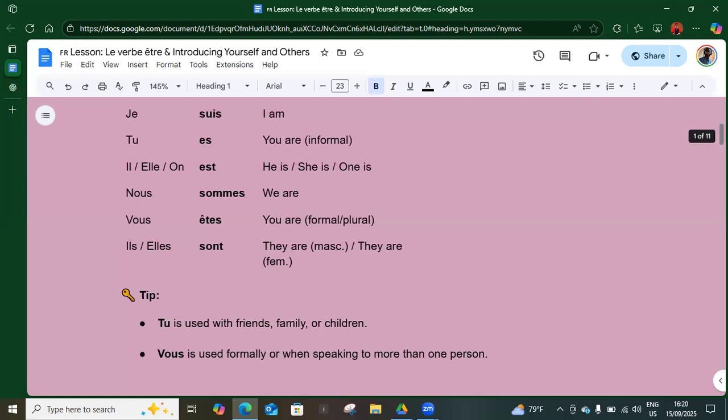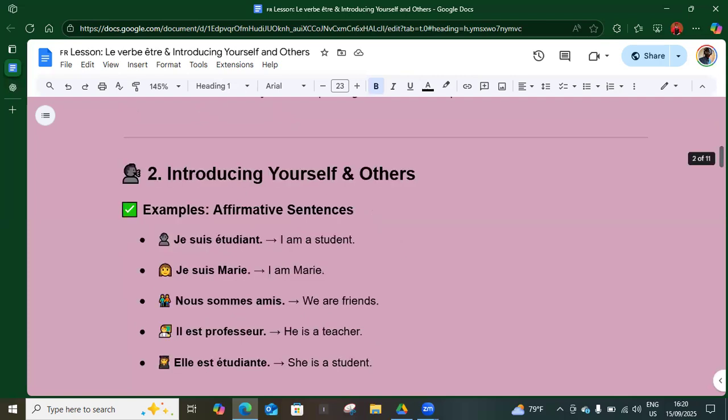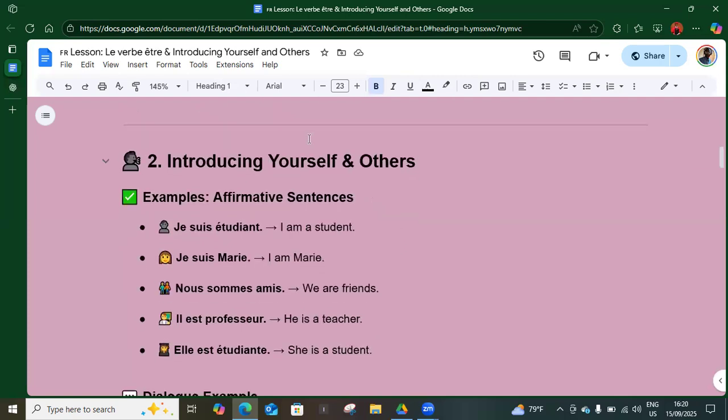So when you're addressing an adult, you will say vous êtes, you are. But if it is a friend, a family member, or a child, you can use tu es, which is also you are. Next, for number 2, we have introducing yourself and others.